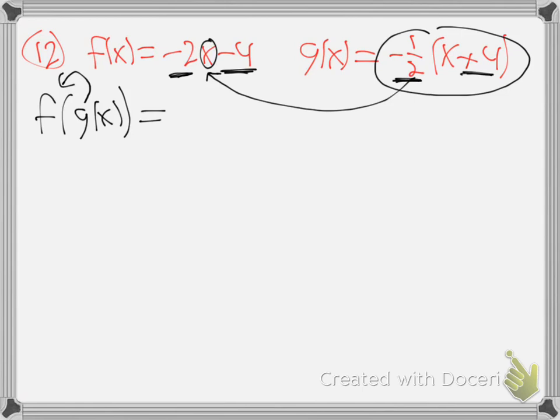Exactly. Let's do it. So it's going to be -2 times something minus 4, and the something plugged in is -1/2 x plus 4. So I just put g into f. Do you see that? And you see what's going to happen there?